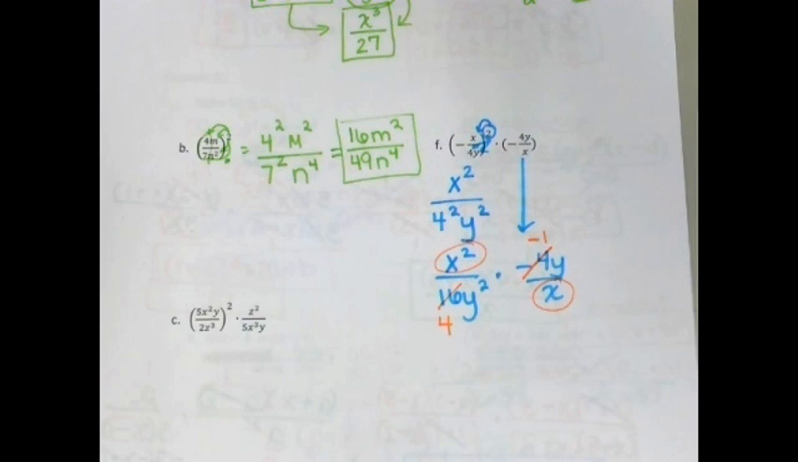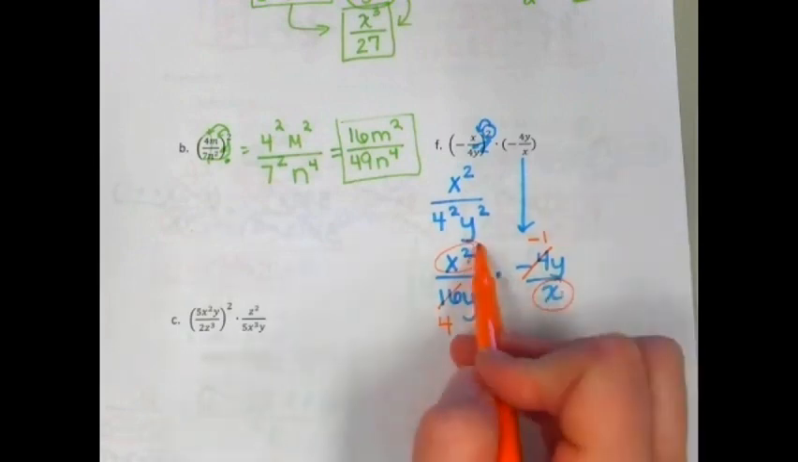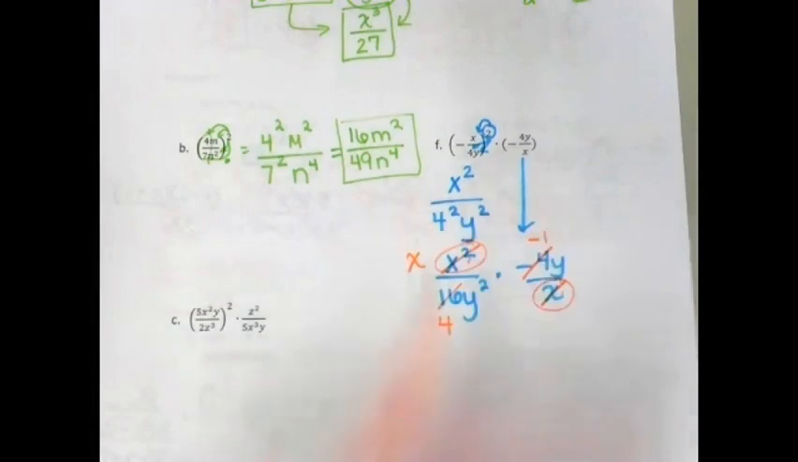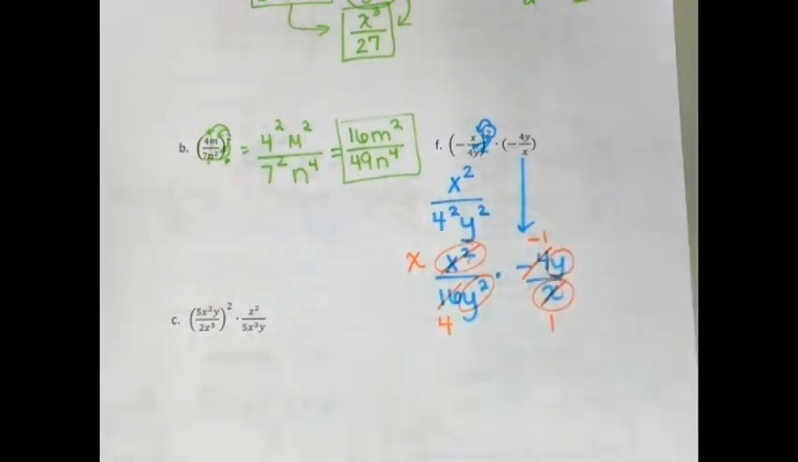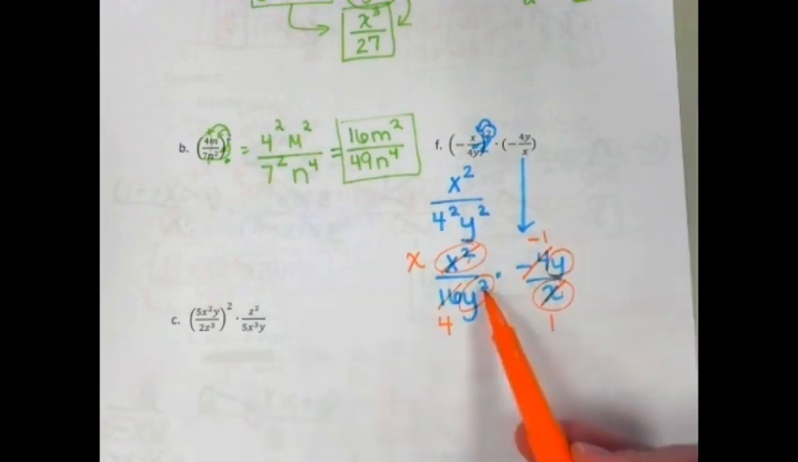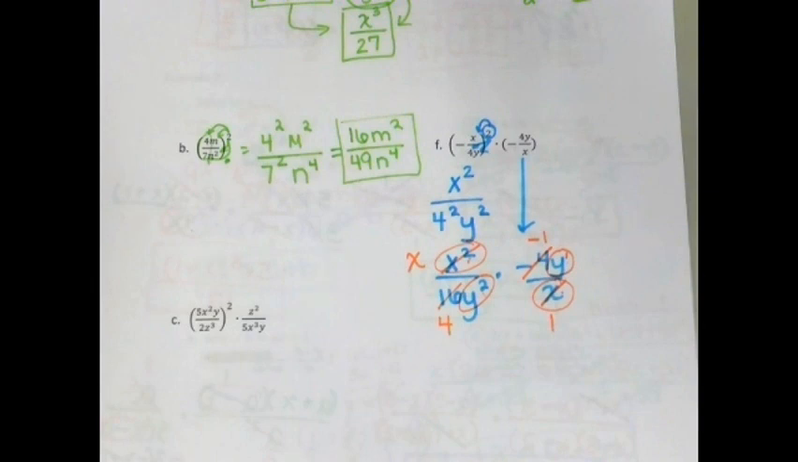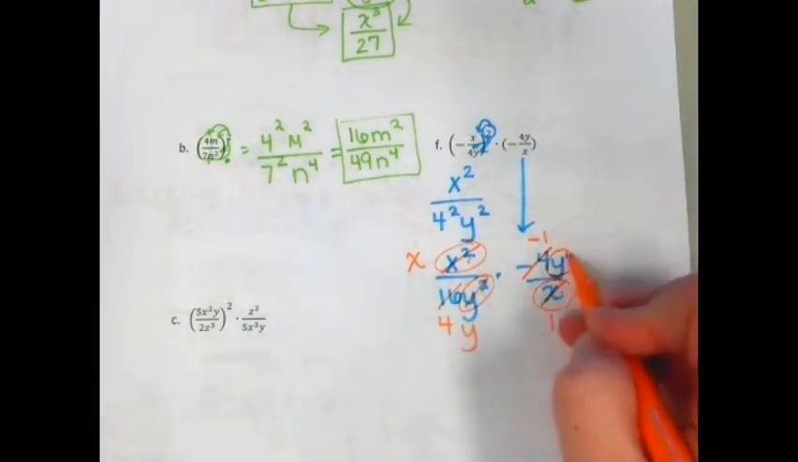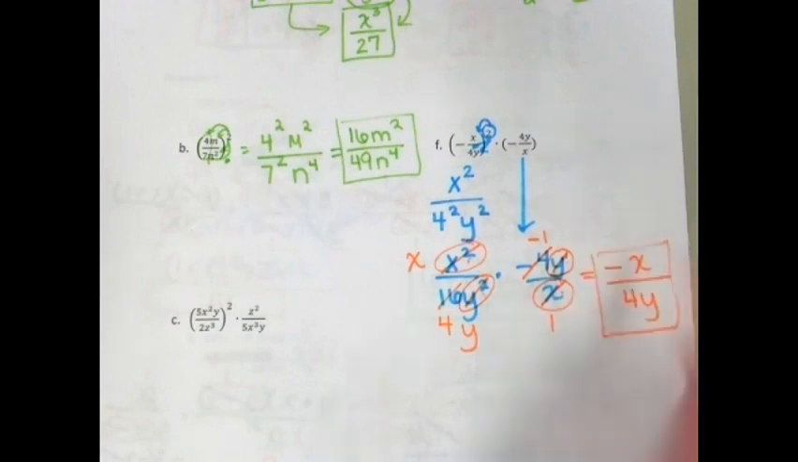We subtract them, and they always end up where the larger one is. So what's 2 minus 1? 1. So I'm going to have x to the first, or just x. That becomes a 1. And then what about my y's? It's going to become y to the 2 minus 1 again, which is 1. And where is it going to end up, on the top or the bottom? The bottom, because 2 is on the bottom. So cross those out. So now let's multiply. What's x times negative 1? Negative x over 4y times 1? 4y. And there you go.